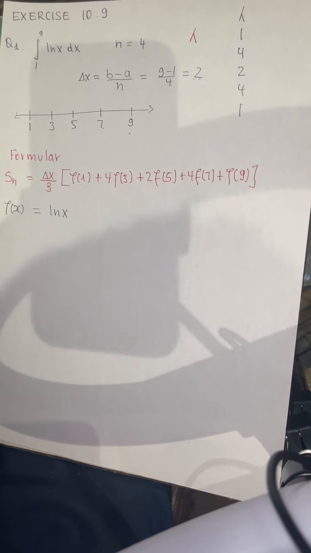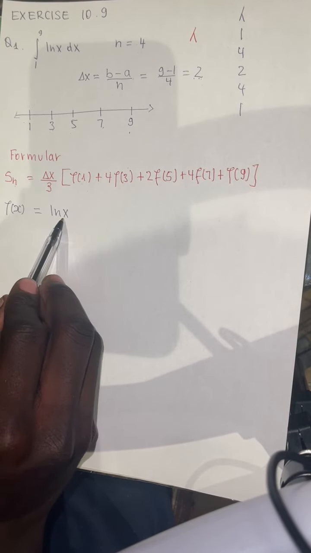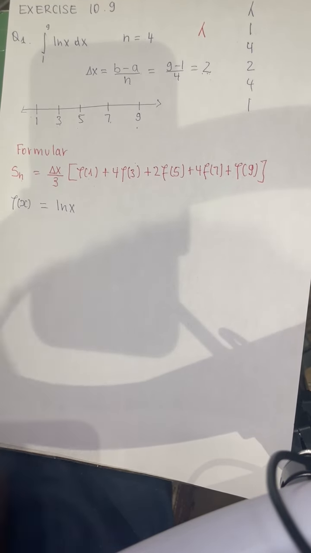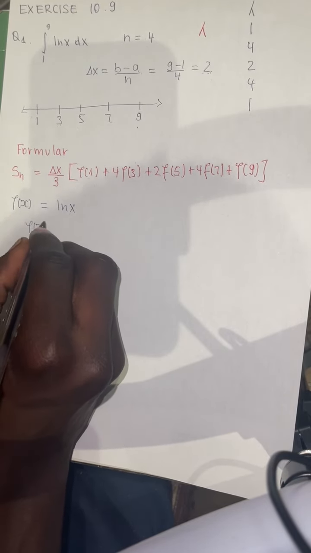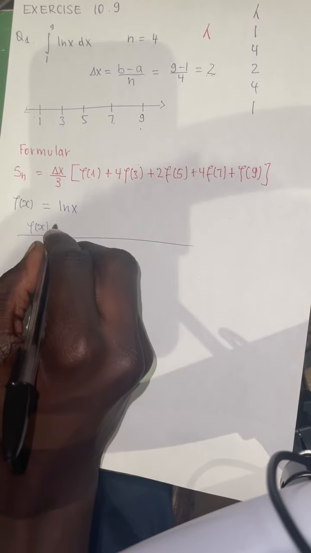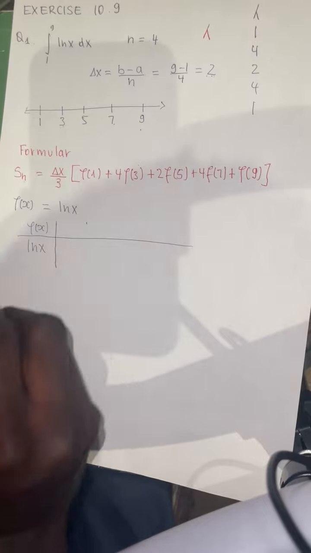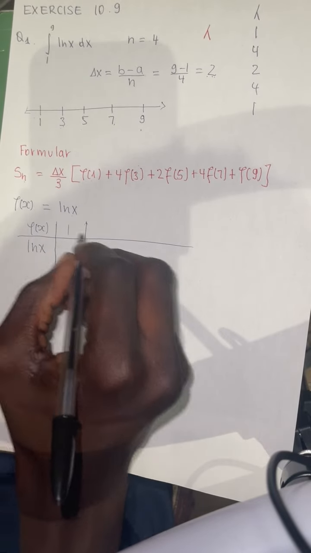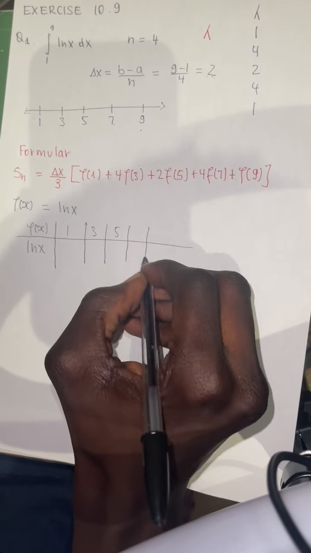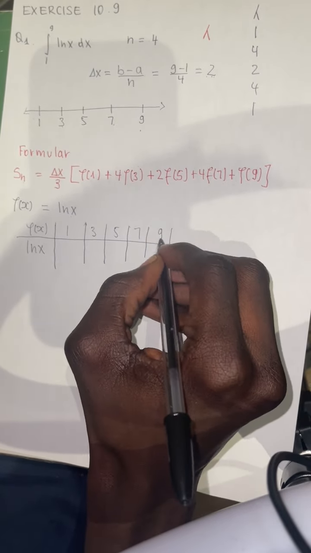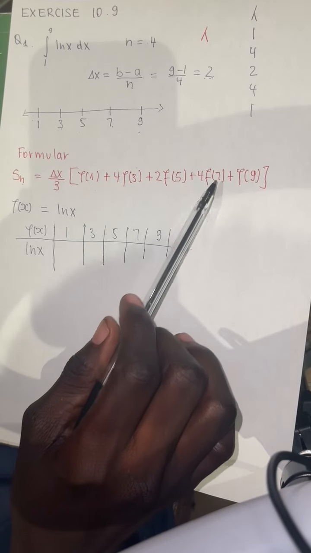So it means we can create a table. That table is f of x to ln of x. I'm going to put f of x there, and then I do this, I'm going to put ln of x. So how many are we going to have? We're going to have for 1, 3, 5, 7, and 9, because we're given 1, 3, 5, 7, 9.